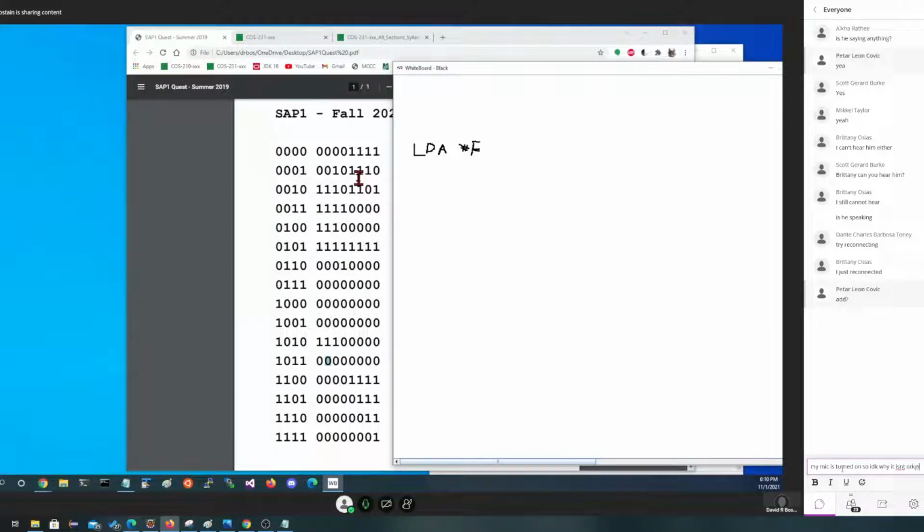Robert, what would it be? That's going to be subtract address 14. That's correct. It's going to subtract away from whatever's in the accumulator, whatever is at address 14. Third instruction, Samir.